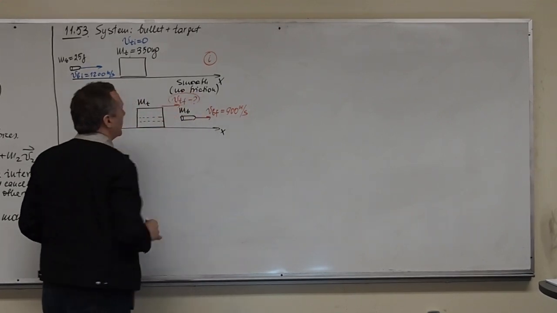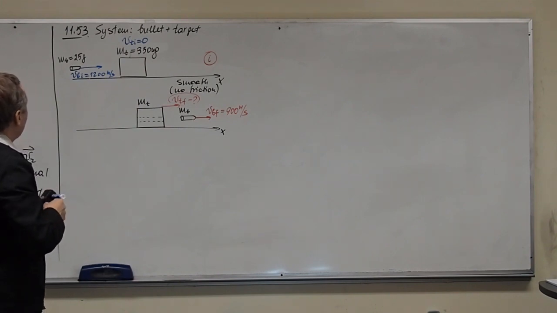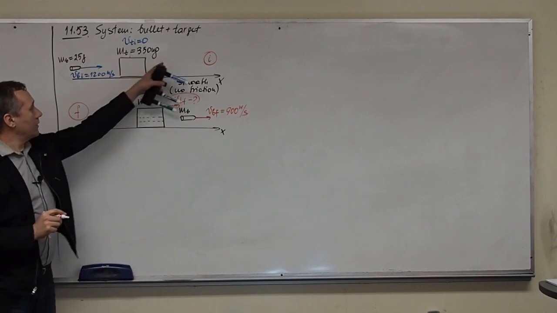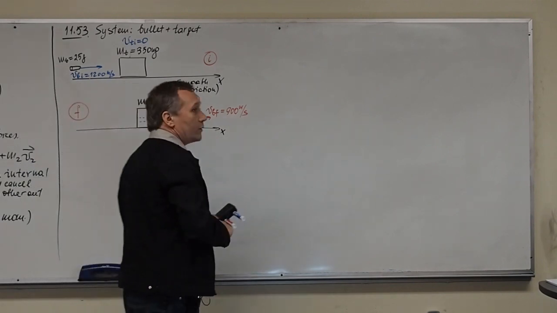Let me circle it. That's what we need to find. And of course, this is our final situation. So that is the initial, that is the final situation. So everything is on the picture, what is given, the physical situation. So now let's start analyzing.